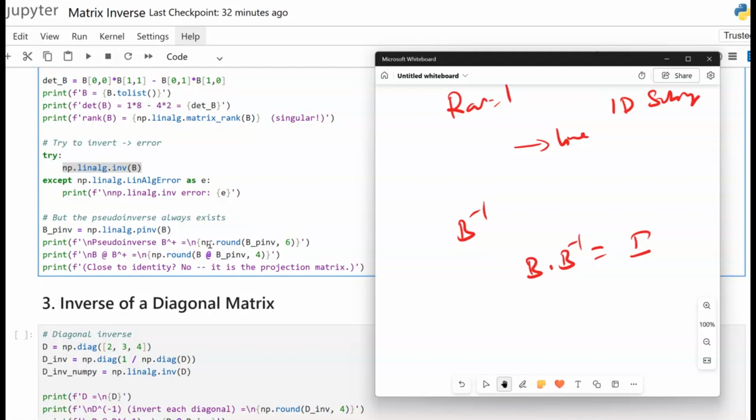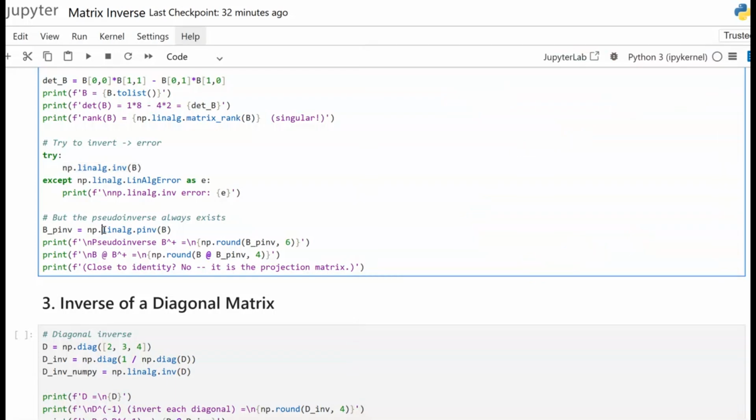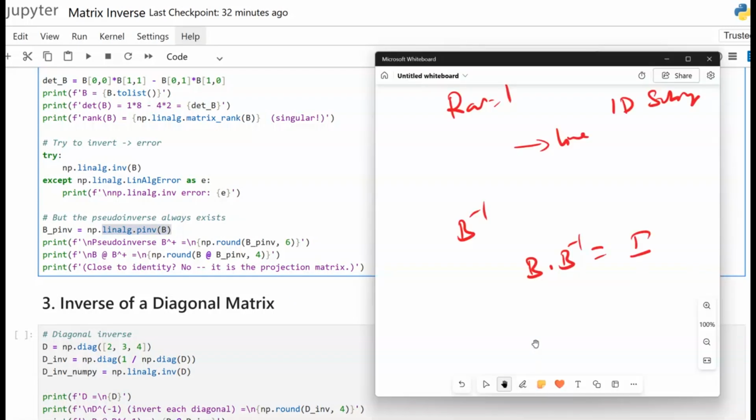We are going to discuss it further, but anyhow, let me specify this. This is the pseudo inverse, and it always exists, even for a singular matrix. It is mainly computed using singular value decomposition, that is SVD. We will discuss it later in coming sessions.